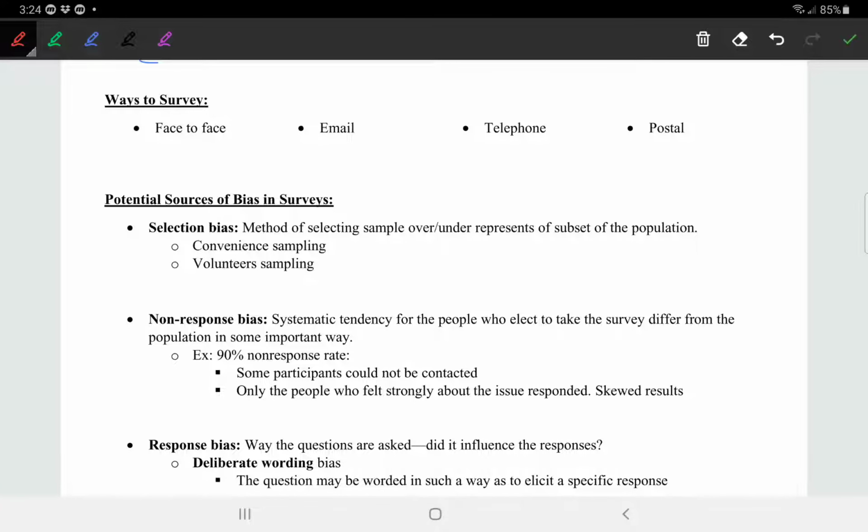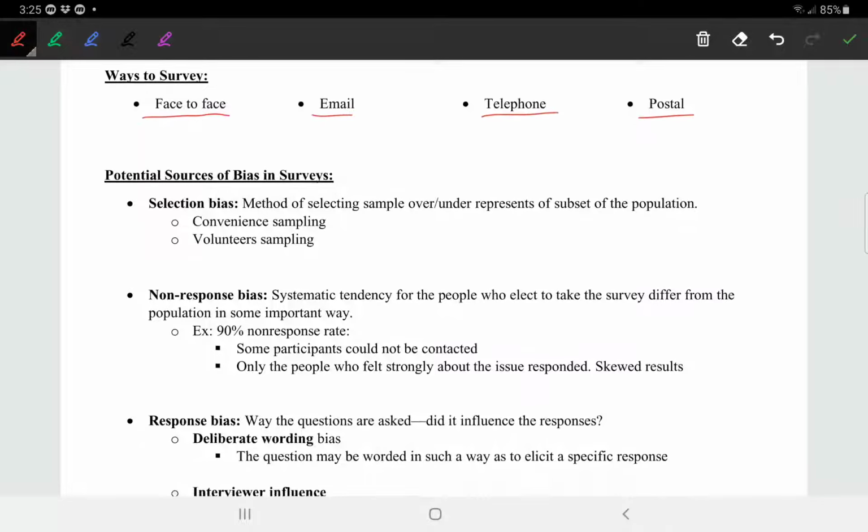Surveys are one way to collect data, and we've said that they are prone to bias, so we'll examine that further now. Really common ways to survey: you can talk to people face to face, send an email, call people on the telephone, or send it through the post office. There are pros and cons to each of these methods, but they are prone to bias, so we should look at the various potential sources of bias when you take surveys.